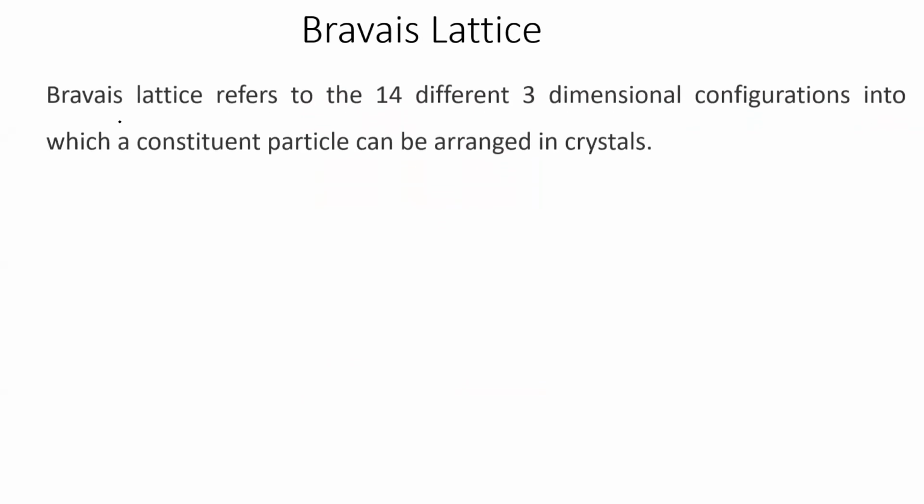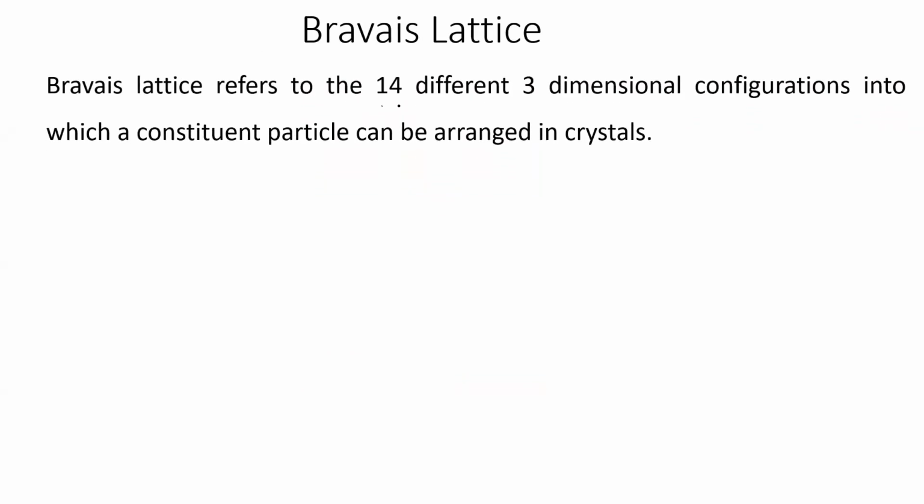Okay. And next one is a Bravais lattice. Bravais lattice refers to the 14 different 3-dimensional configurations into which constituent particles can be arranged in a crystal. So based on this atoms arrangement, there are only 14 possibilities. It is experimentally found out. So he has given 14 different unit cells. So only 14 different unit cells are possible.